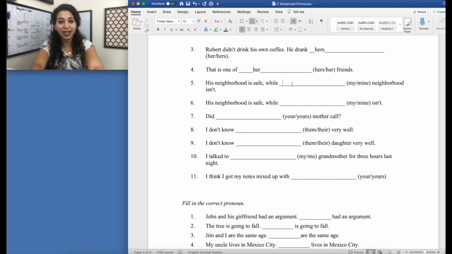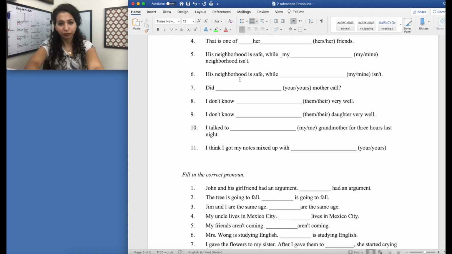His neighborhood is safe while my neighborhood, what kind of neighborhood? Mine. Neighborhood, mine, right? My neighborhood is giving me more information about the neighborhood. His neighborhood is safe while mine isn't, because mine now is replacing the "my neighborhood." It's replacing both words. So we use mine. It's replacing a noun. Did your mother call? Because it's giving us more information about the mother.